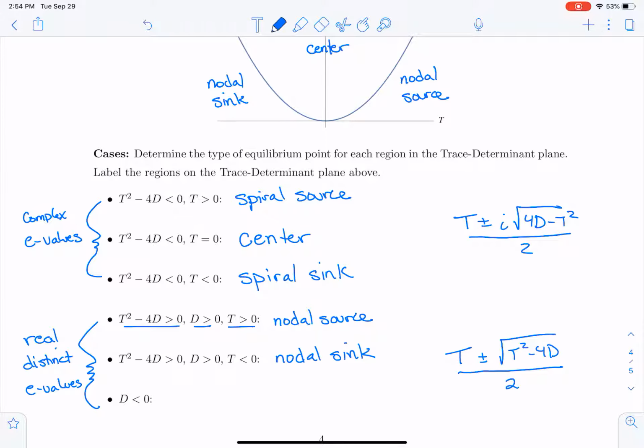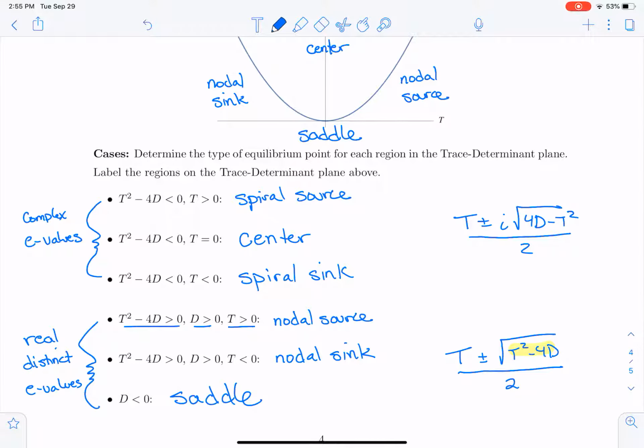Finally, if the determinant is negative, then t squared minus 4d has to be positive. But not just positive, the square root of t squared minus 4d is actually going to be bigger in magnitude than t, and so I will end up with one positive and one negative eigenvalue. And so when our determinant d is negative, I will get a saddle. And so all below the t-axis, I will get a saddle.